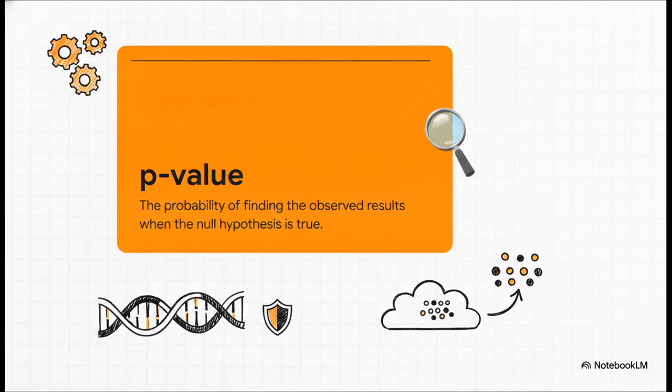The p-value tells you the probability of finding your observed results if the null hypothesis were actually true. If your p-value is low, your result has statistical significance, meaning it's very unlikely to have occurred by mere chance. This mathematical rigor is our absolute primary defense against false positives when we're sifting through billions of data points.